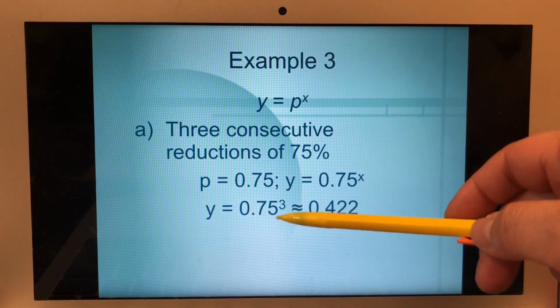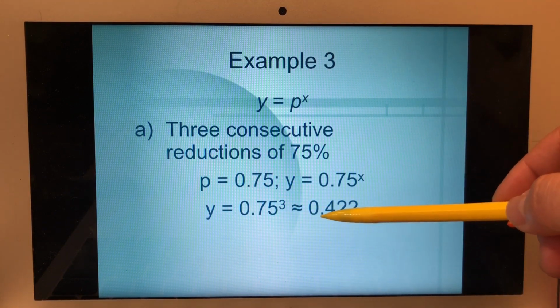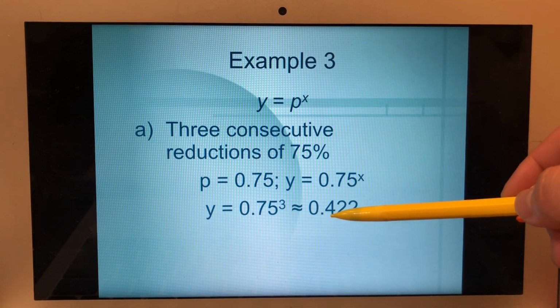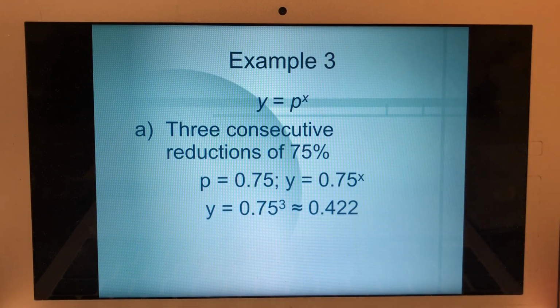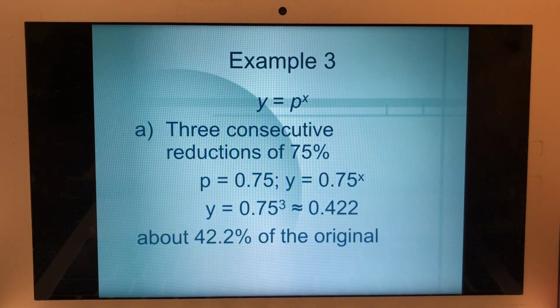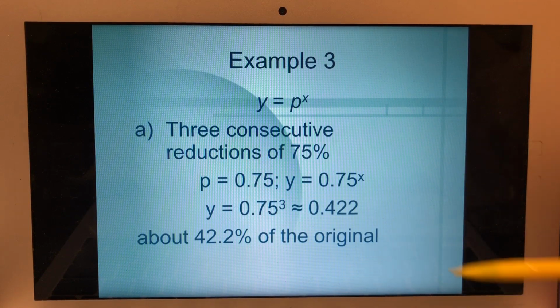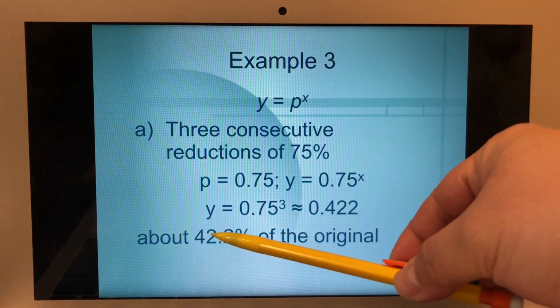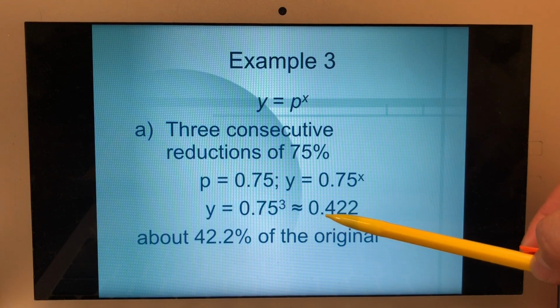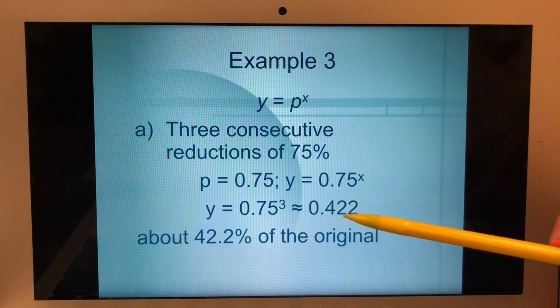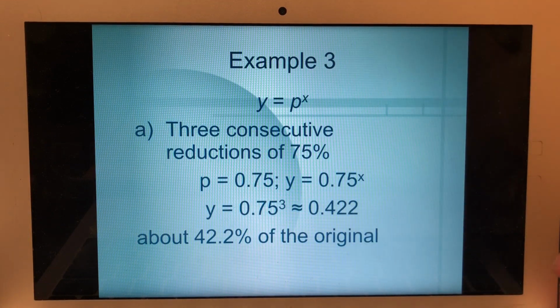That means 0.75 raised to the third power, and it gives us approximately 0.422. So about 42.2% of the original is how this picture is going to come out. And how did we get 42.2%? It's from here. You move your decimal over 2 places, and that gives us 42.2%.